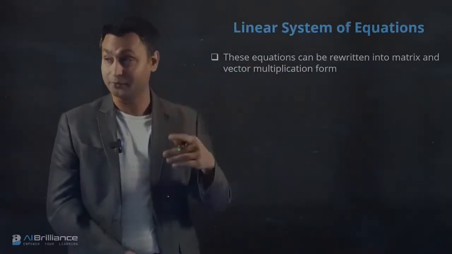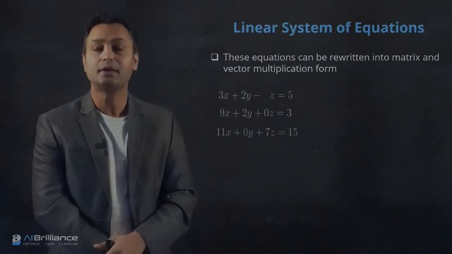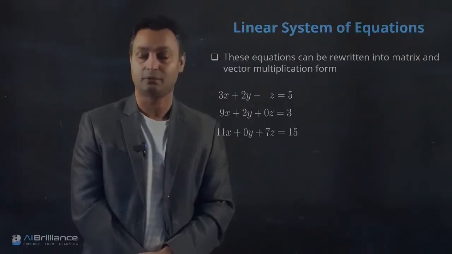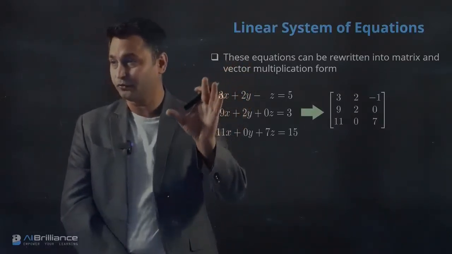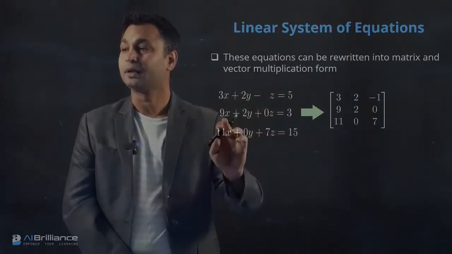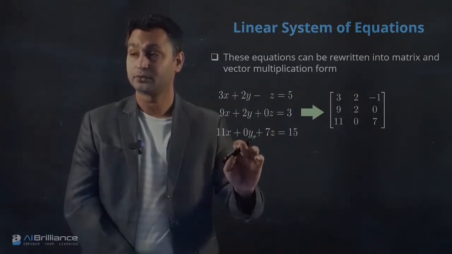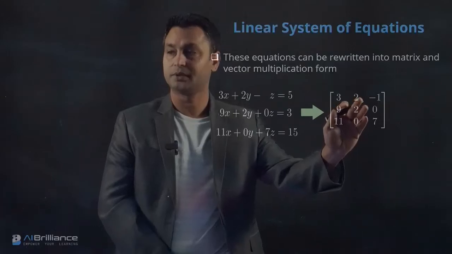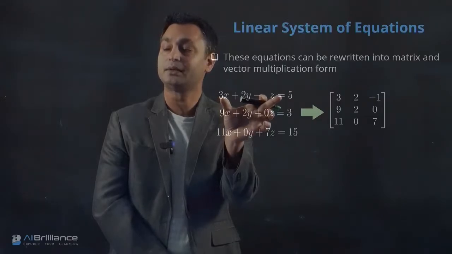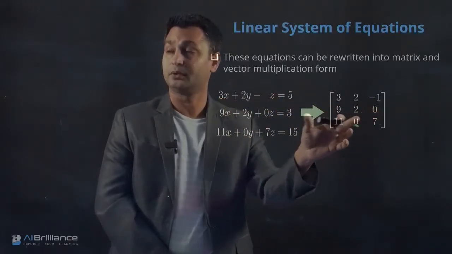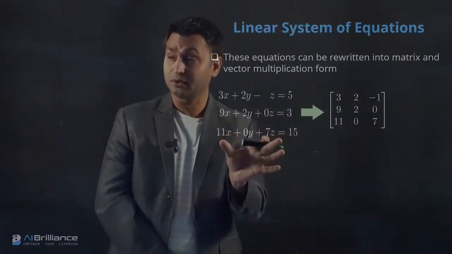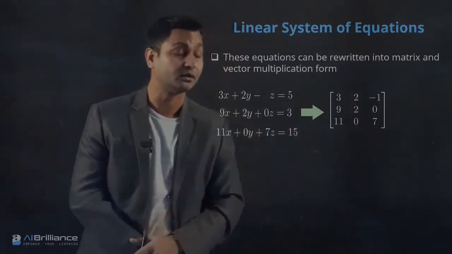Once we have this set of three equations, they can be written in the form of a matrix multiplied by a vector, which we discussed in the last class. Let's see how we can take these three equations and write them in matrix-times-vector form. I can take the coefficients on the left-hand side, which are 3, 2, minus 1, 9, 2, 0, 11, 0, 7, and use them to create a matrix. The first row corresponds to the coefficients of x, y, and z in the first equation. The second row corresponds to the coefficients of x, y, z in the second equation, and the coefficients of the third equation, 11, 0, 7, are the third row of this matrix.